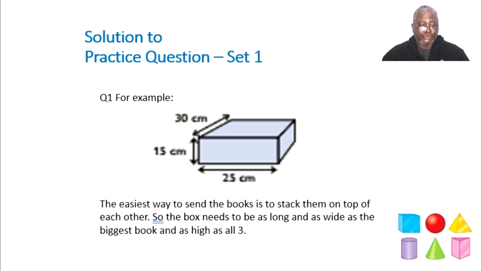Let's see the solution to practice question set 1. Question 1, for example, 30 centimeters by 15 centimeters by 25 centimeters. A cuboid like that. The easiest way to send the books is to stack them on top of each other. So the box needs to be as long and as wide and as deep as the dimensions of all 3 books stacked together.